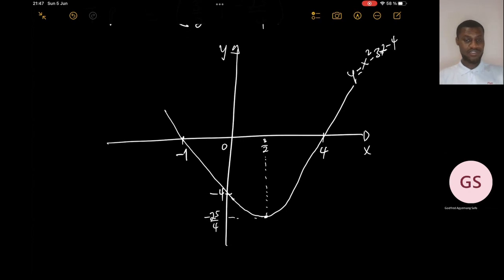This is one way of sketching quadratic curves. You need to know the points where the graph will touch the x-axis and where it will cut the y-axis. Then you find your turning point and the minimum value. If you have these points, then you can sketch the quadratic.